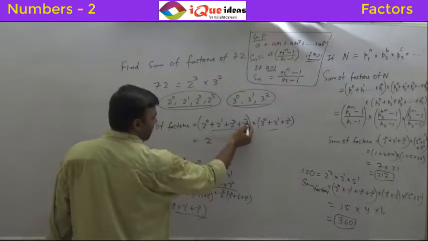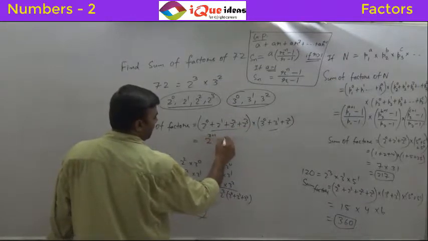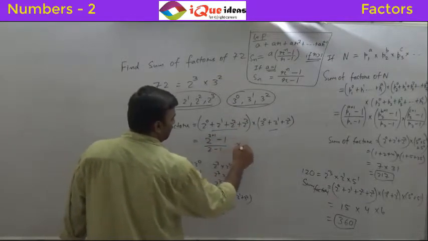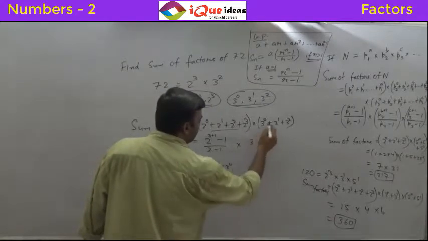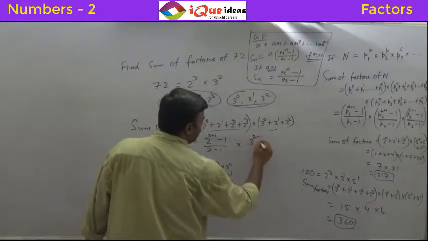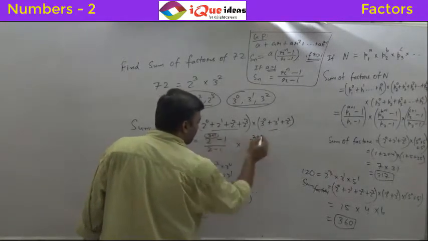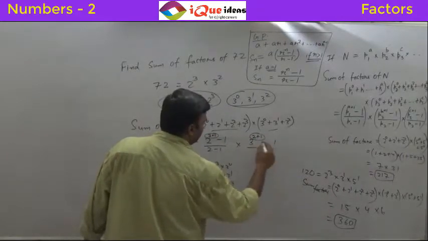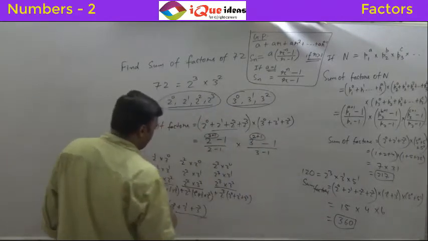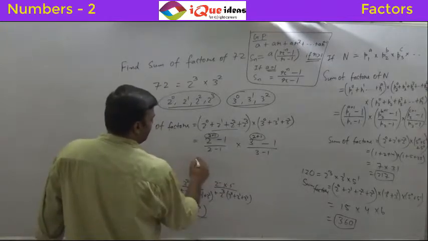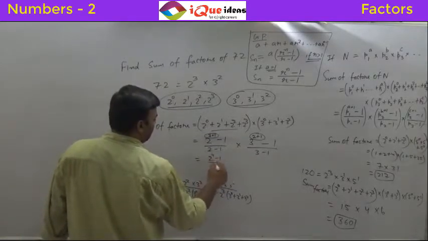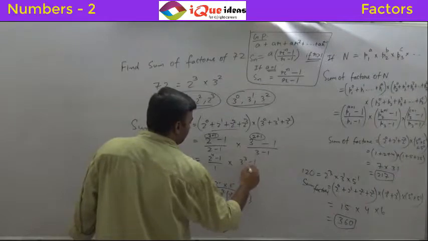So here the power was 3, so (3 plus 1) minus 1 upon 2 minus 1, into, this is 3 to the power 2 plus 1, or you could also say it is just the total number of possibilities, right? Minus 1 divided by 3 minus 1. So if you calculate, it comes out to be (2 to the power 4 minus 1) upon 1, into (3 to the power 3 minus 1) upon 2.